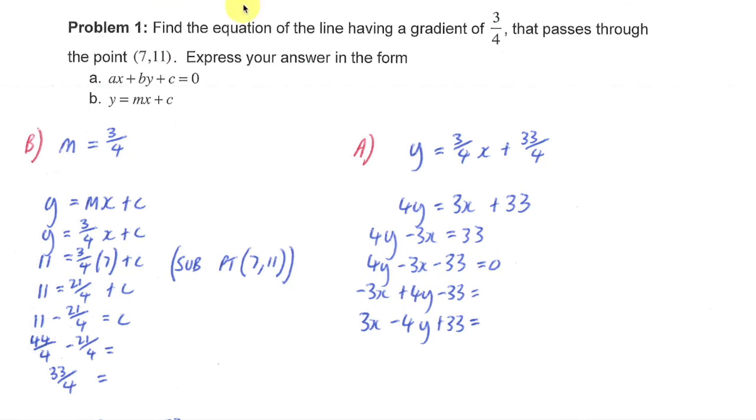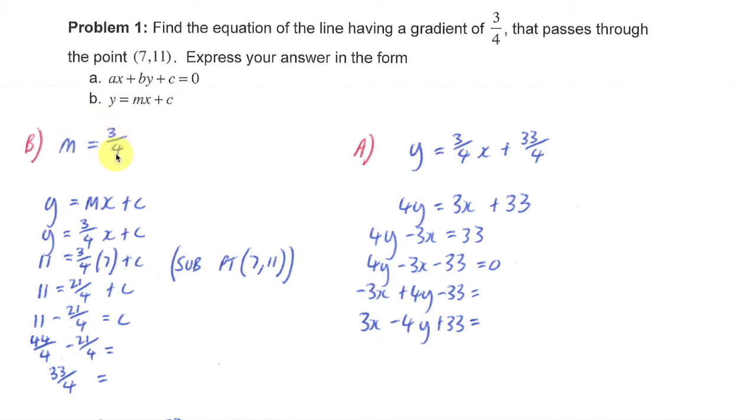So here in problem 1, find the equation of the line having a gradient of 3/4 that passes through the point 7, 11. We need to express our answer in two different formats. So the traditional y equals mx plus c, but also the format ax plus by plus c equaling 0. So we'll deal with b first of all.